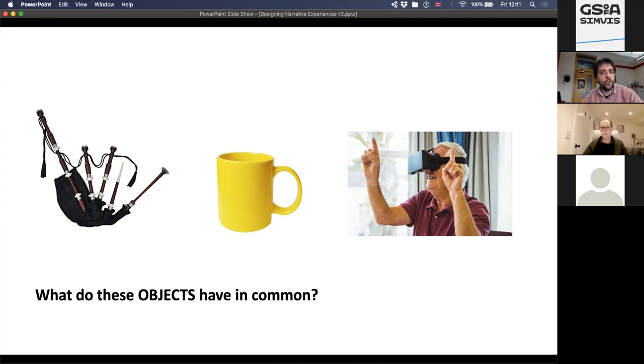And I'm going to describe what I understand about designing narrative artifacts, okay? So the first reflection I would like to make is that all these objects have something in common. And this thing they have in common is basically that they are products of design.